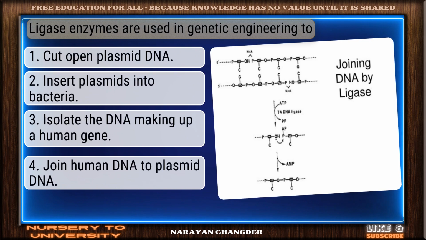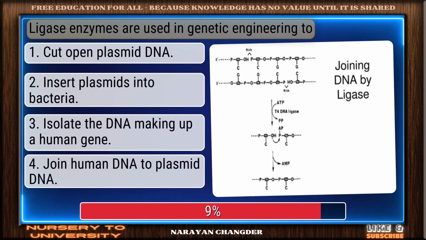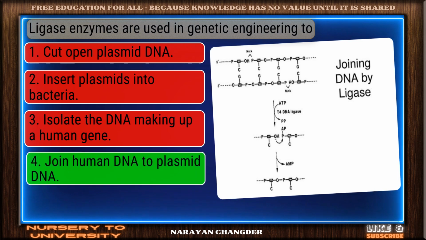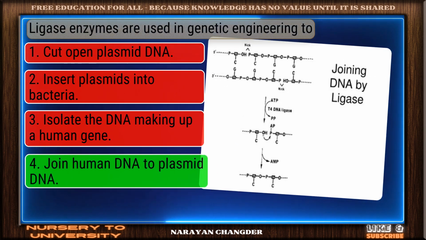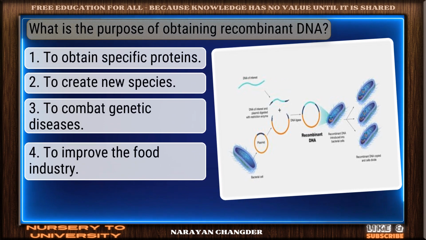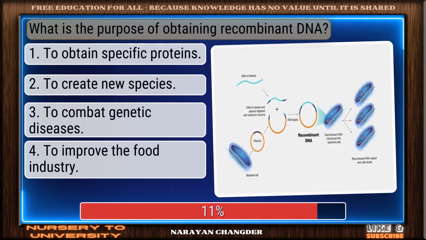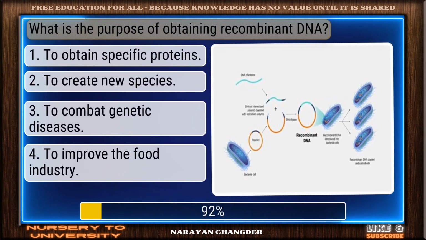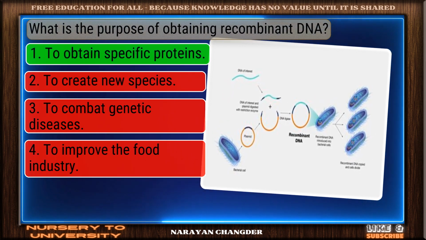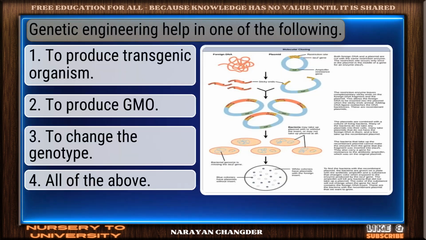Ligase enzymes are used in genetic engineering to... Well picked. Join human DNA to plasmid DNA is the correct answer. What is the purpose of obtaining recombinant DNA? Nice work. You chose to obtain specific proteins, and it is correct.